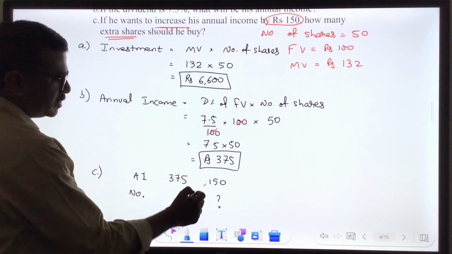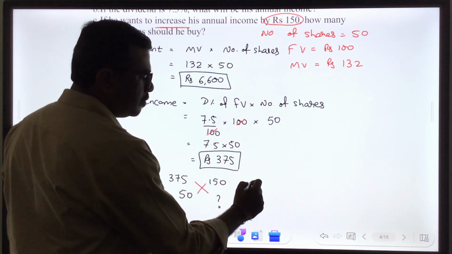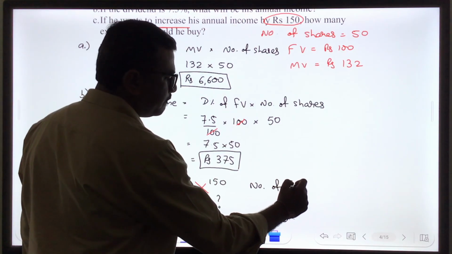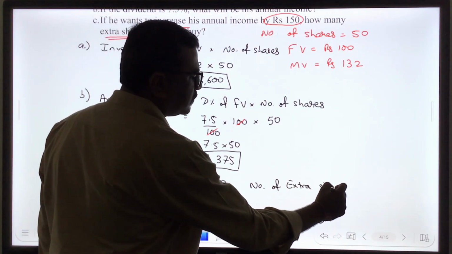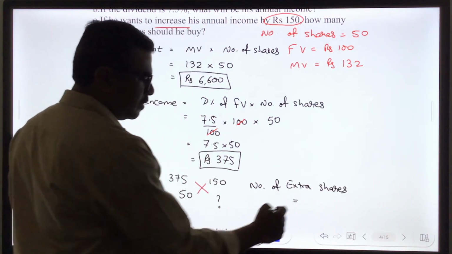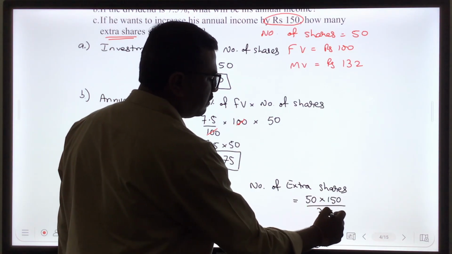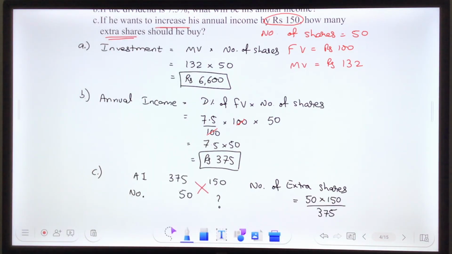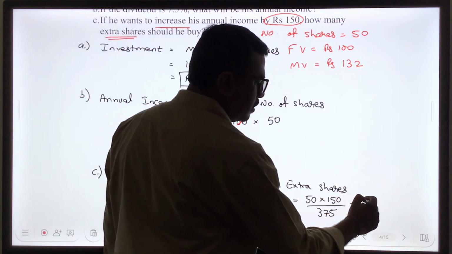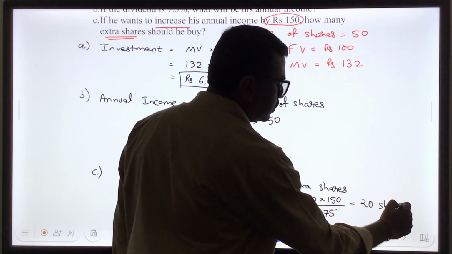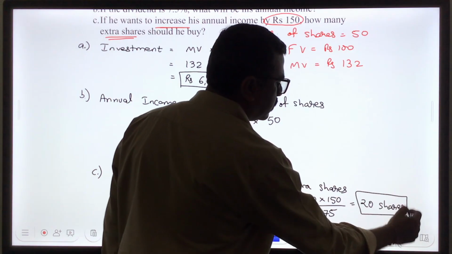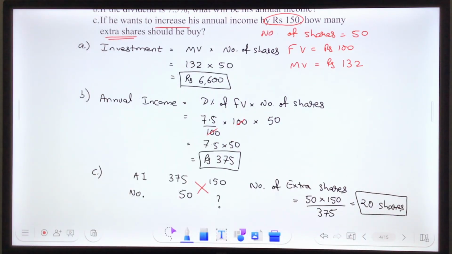So doing cross multiplication or the unitary method, the number of extra shares will be 50 times 150 divided by 375. And when you do these calculations, you get 20 shares. So the extra shares that he needs to buy is 20, so that he can increase his annual income by rupees 150.